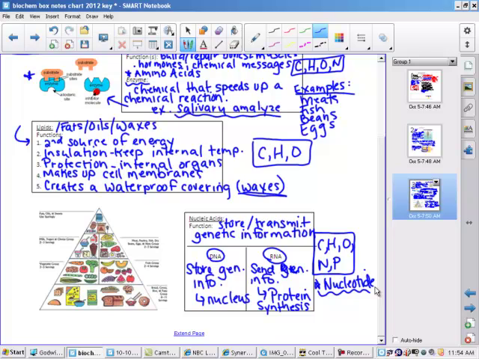So there you have it, the four basic organic compounds and why we need them. Each one of them has a very specific function, and they each contain some of those 5 most common elements.